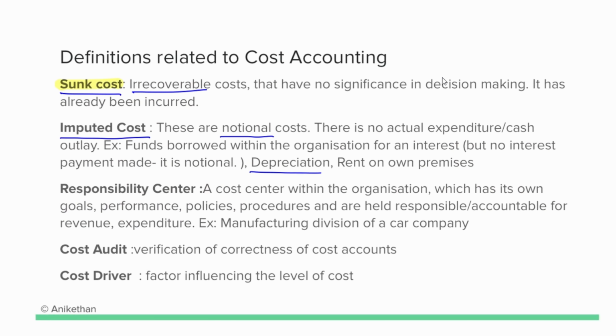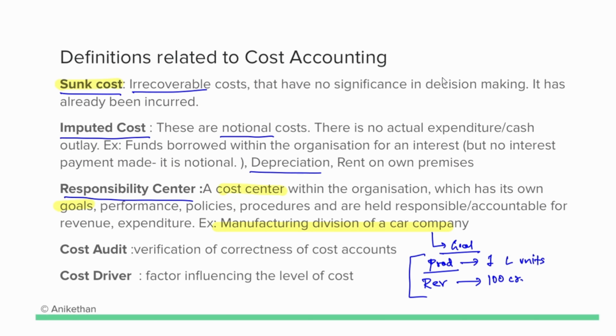Next major definition, responsibility center. From an examination point of view, they may ask which of the following is a responsibility center or give an example. We will understand it in simple terms. It is basically a cost center in the organization which has its own goals and is held accountable for its performance. For example, the manufacturing division of a car company. What can be the goals of the car company? The goal can be production. Production of 1 lakh units is one of the goals, or revenue of 100 crore. To achieve this goal, it will have its own policies and procedures, and it is allowed to make some expenditure. At the end of the year, it will be assessed against these goals, how it has performed. And whoever is the head of that responsibility center will be held accountable for profit or loss. That is a responsibility center.